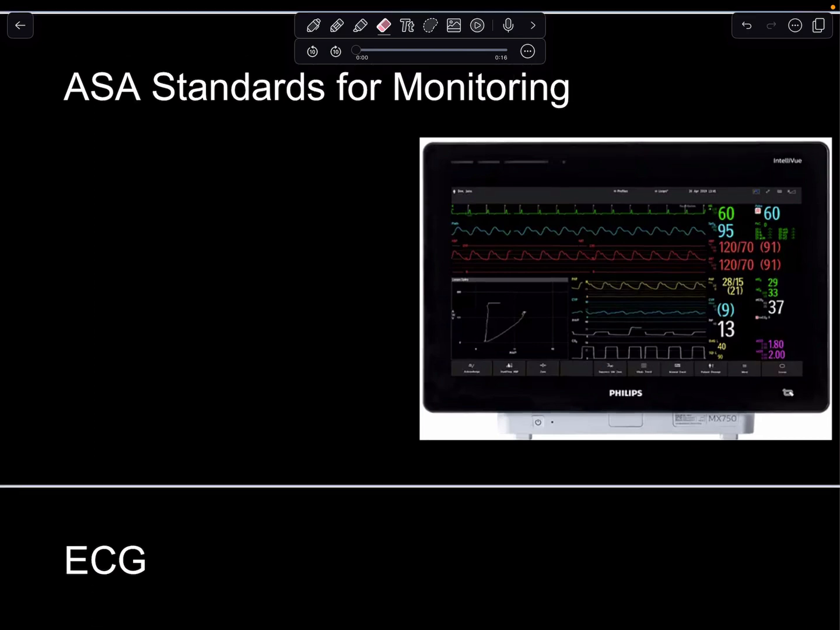So, in the first standard that the ASA has for monitoring, they say that a qualified anesthesia personnel shall be present in the room throughout the conduct of all general anesthetics, regional anesthetics, and monitored anesthetic care.